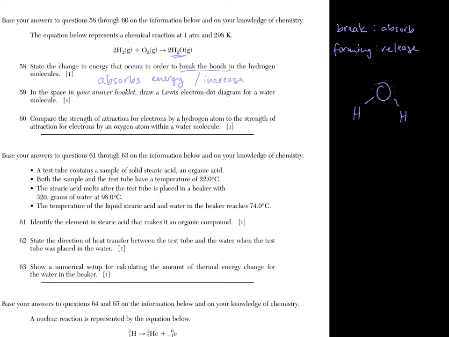Okay, number 60. Compare the strength of attraction. When we say that, we mean the electronegativity, the strength of attraction for electrons by a hydrogen atom compared to the strength of attraction for electrons by an oxygen atom within a water molecule. So hydrogen and oxygen, we're comparing them. Oxygen has an electronegativity of 3.4, and hydrogen has an electronegativity of 2.2. Okay, and this you could look up on table S. So what you're going to write is that oxygen has stronger attraction for electrons.